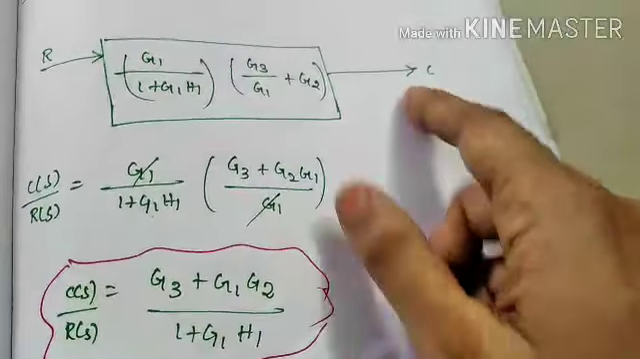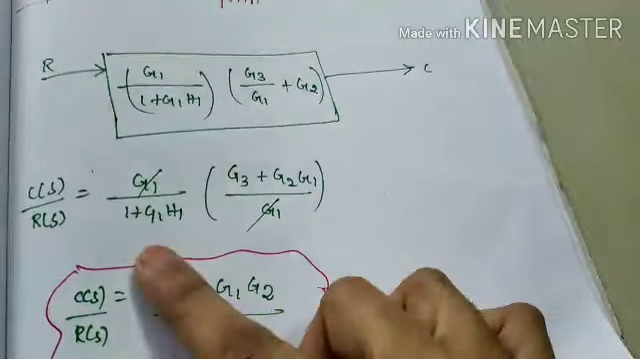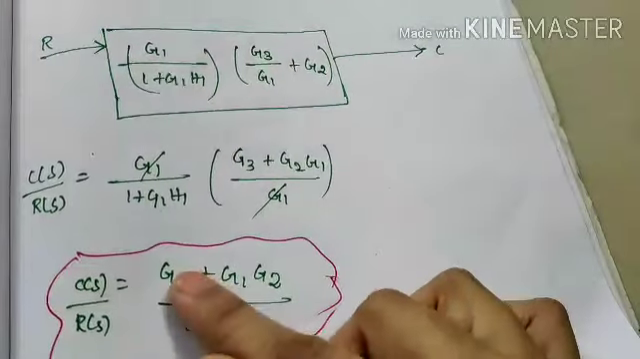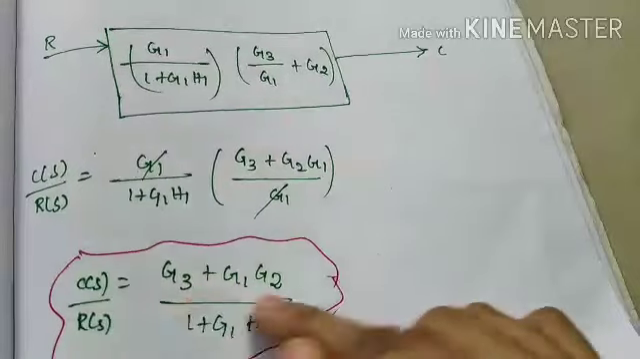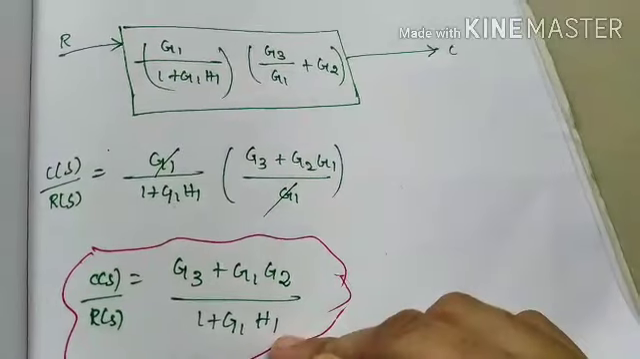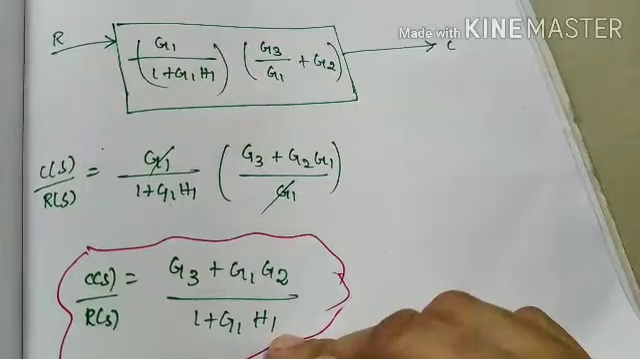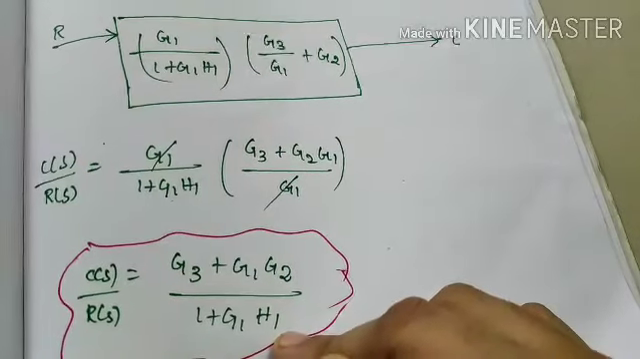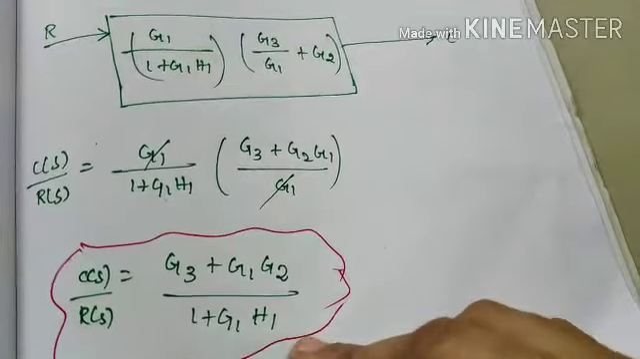Output is C, input is R. So C(s) by R(s) is equal to G3 plus G1 G2 divided by 1 plus G1 H1. This is the final expression, that is, the transfer function of the given block diagram, right? Now let us see the second example.